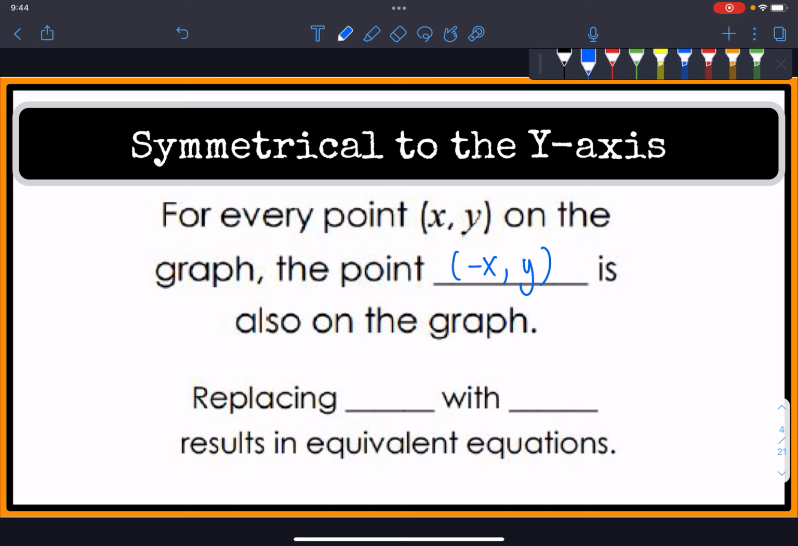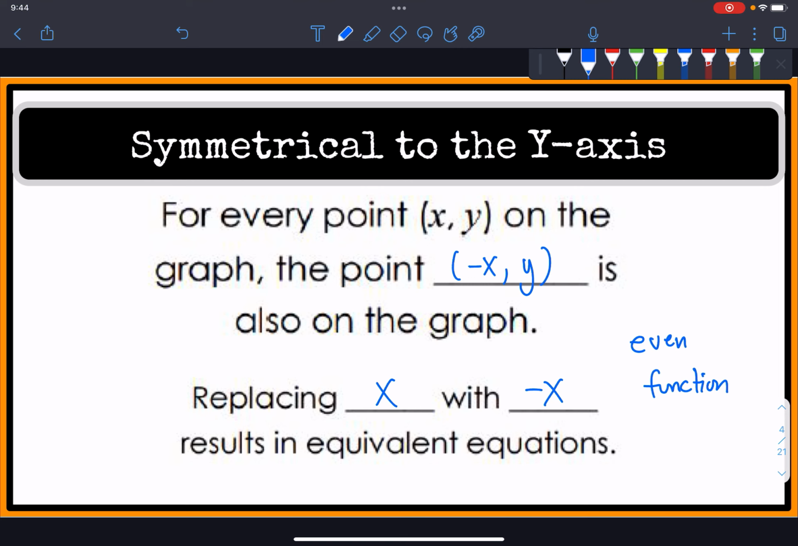We can figure this out algebraically by simply replacing all of the x's with a negative x, simplifying, and resulting in equivalent functions. Any relation or function, better said, that is symmetrical to the y-axis, because it will be a function, is referred to as an even function. So if something is symmetrical to the y-axis, it is also classified as an even function.